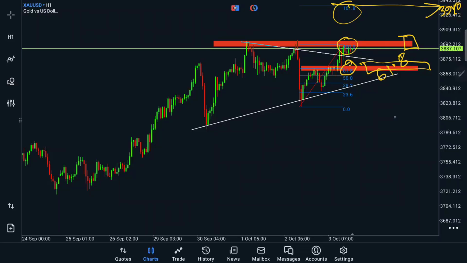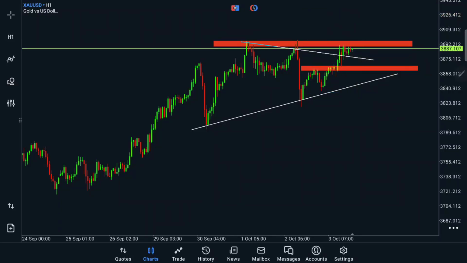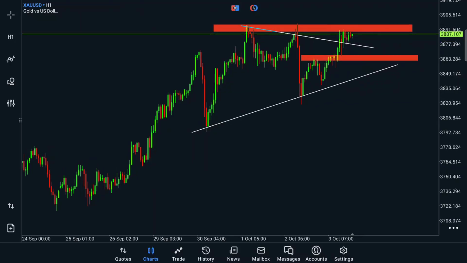So what we need to do, let's remove the zone. We already found our path or direction, what can happen in that particular area. From my point of view, technically and fundamentally, the market can reach this particular area and it may go down till there, then we can consider a buy entry from that particular area.